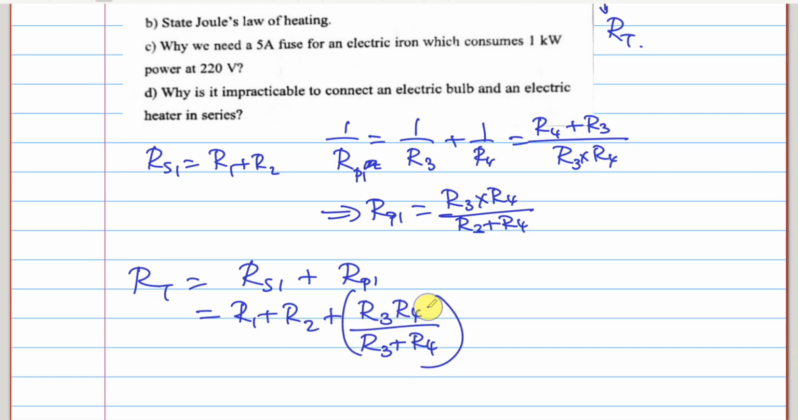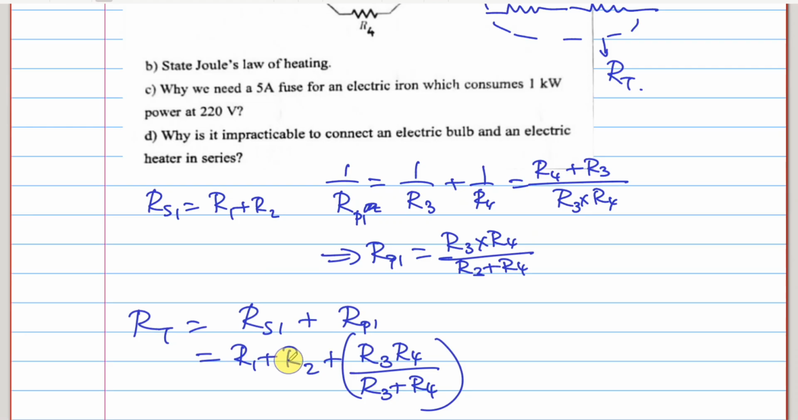If they have not given you the values in ohms for all the four resistances, then we'll leave it as the answer. This is our final answer. We'll just derive an equation or a formula for the effective resistance.